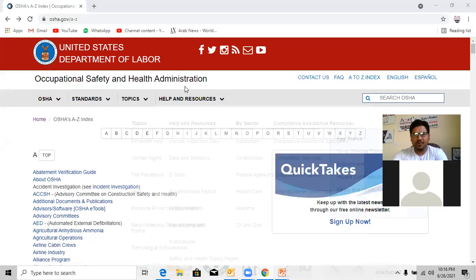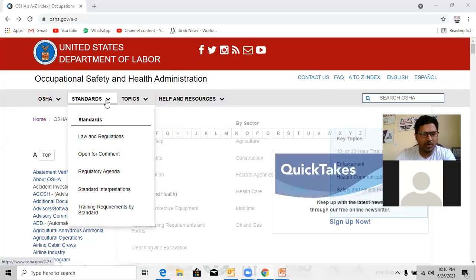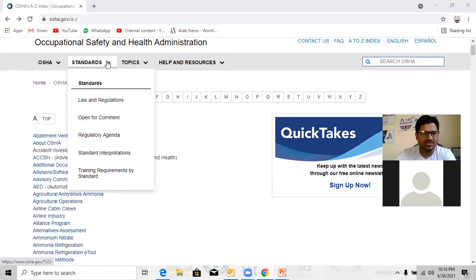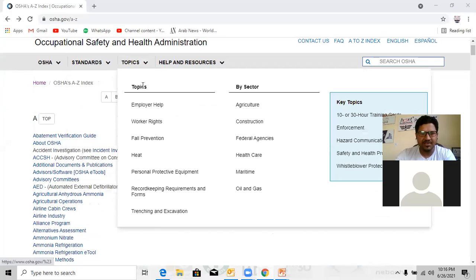Now, if you go into the OSHA website and see some of the standards there, like laws and regulations, we have standard interpretations, we have training requirements by standard, we have certain topics like employer responsibilities, workers' rights, fall protection, heat, personal protective equipment. So these are topics which we are studying already.